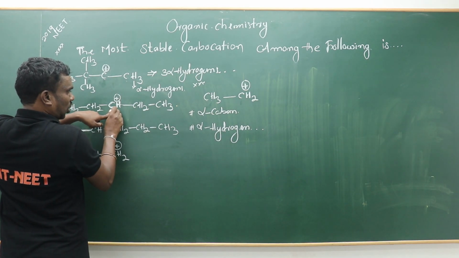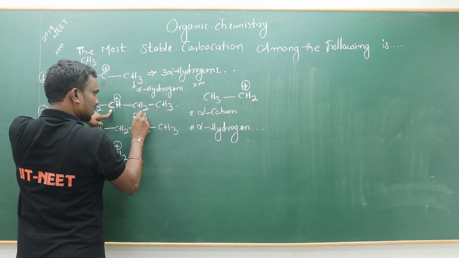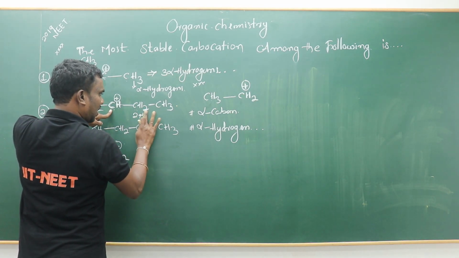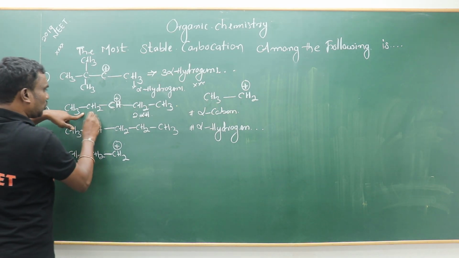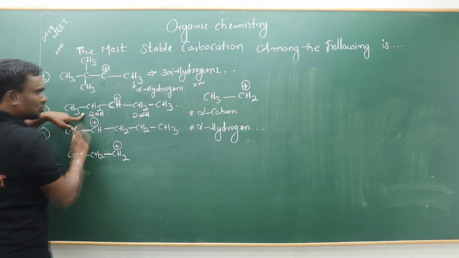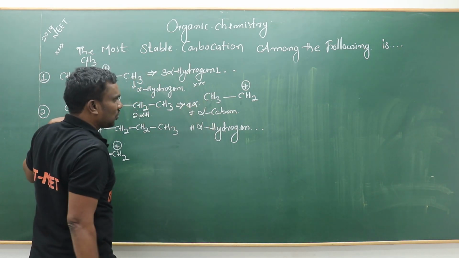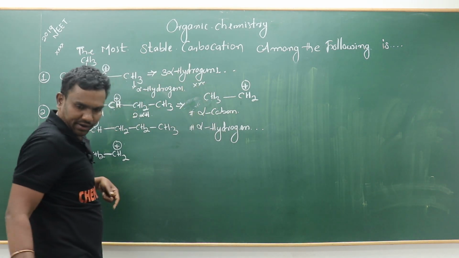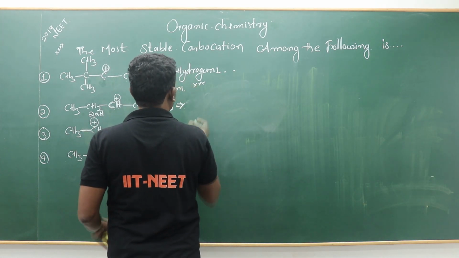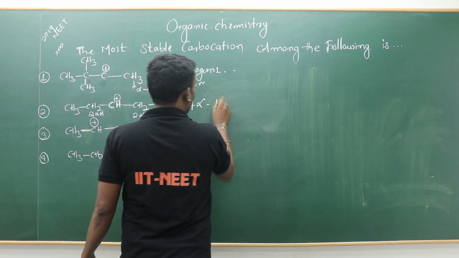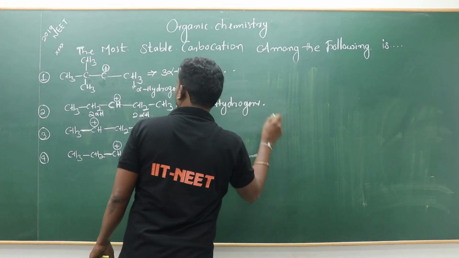Next, observe carefully. This is carbocation, beside is alpha carbon. So 2 alpha hydrogens, 2 alpha hydrogens here. Total how many, my dears? 4 alpha hydrogens. 4 alpha hydrogens.